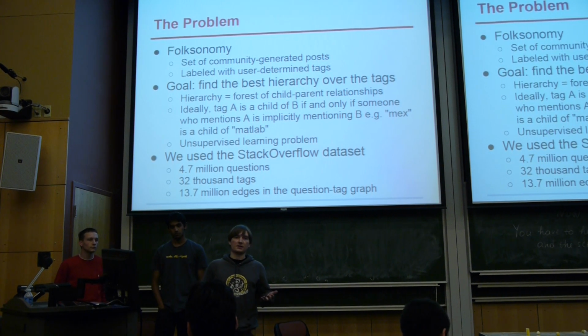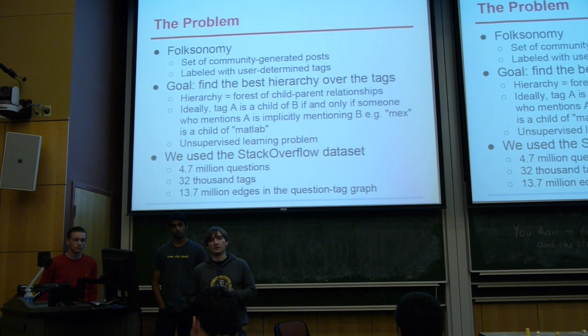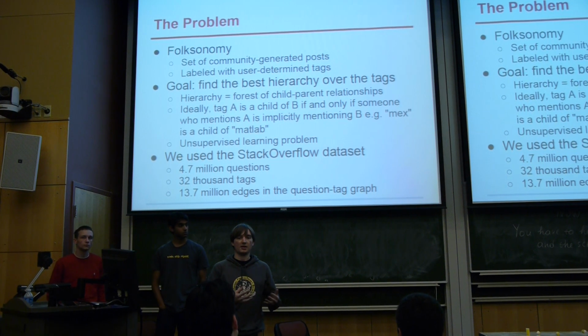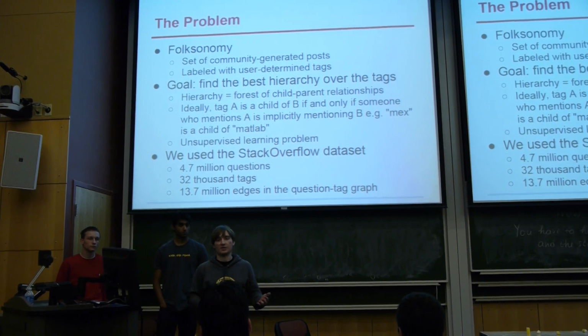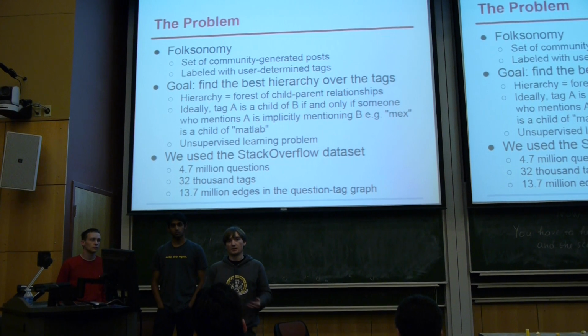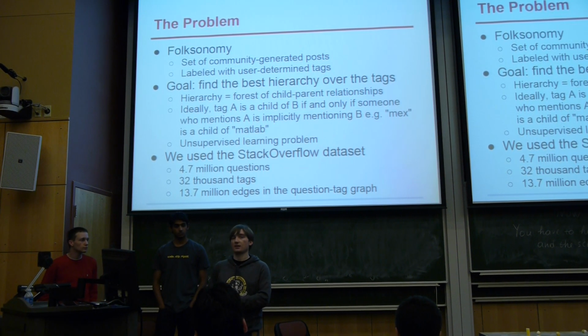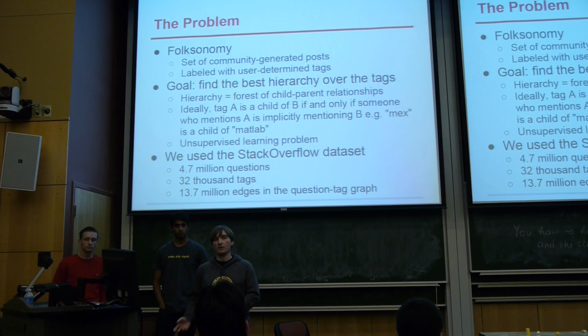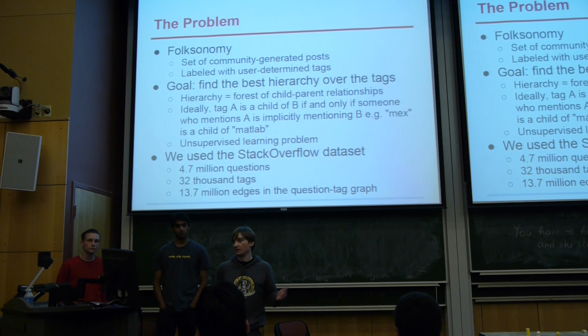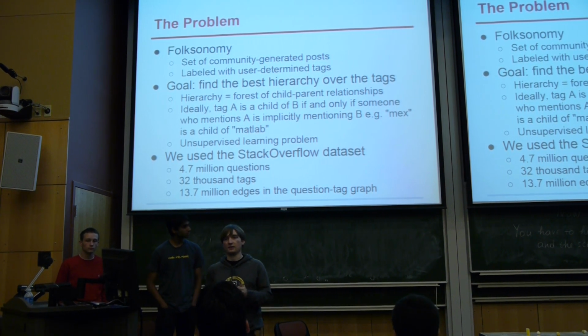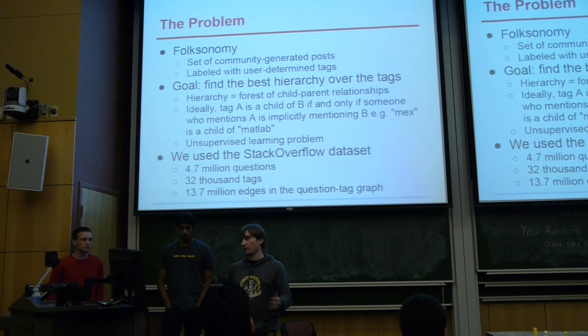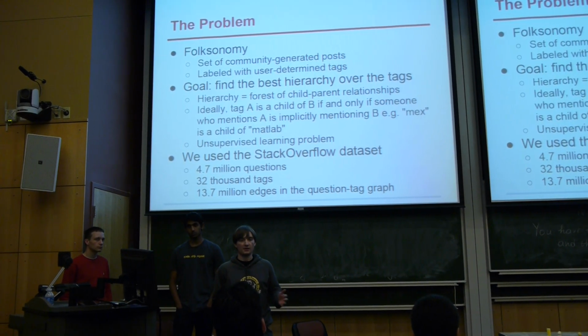So this is an unsupervised learning problem because we don't have any immediate metric to automatically verify, because we're trying to estimate additional tags that should be associated with documents, and we have nothing to directly match against whether or not we are succeeding there. The data set that we used is Stack Overflow. So this was 4.7 million posts, about 32,000 tags, and 13 million relationships from the post to the tags.